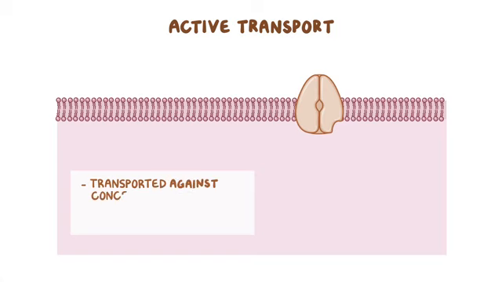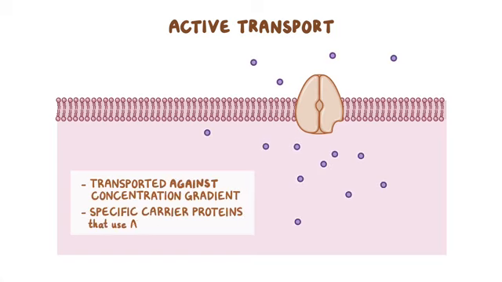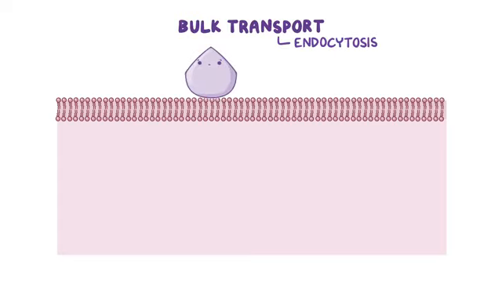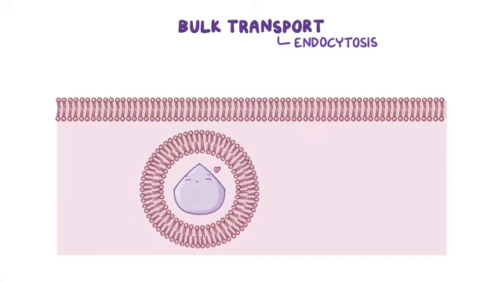But sometimes active transport is needed, meaning that the medication is transported against its concentration gradient. This involves specific carrier proteins that use ATP as a fuel to pump medications into the cell. Now, sometimes medication molecules are so large that the cell resorts to bulk transport, also known as endocytosis, where the cell membrane invaginates and swallows up the medication, forming vesicles.